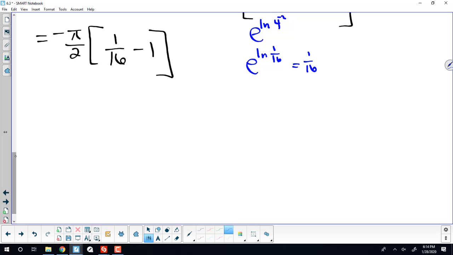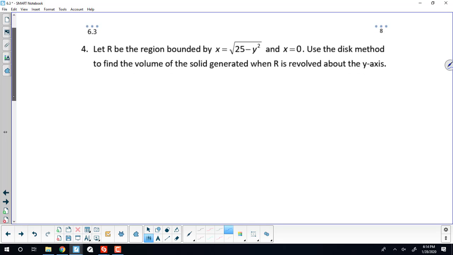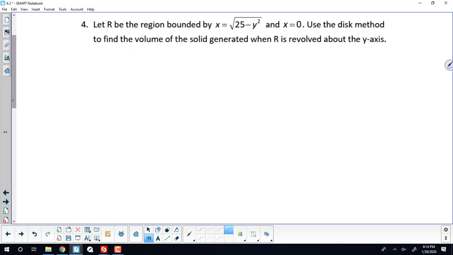All right, I'll let you all try the next one. The answer is 15 pi over 32. 15 pi over 32. Let's do 6 minutes for this one.